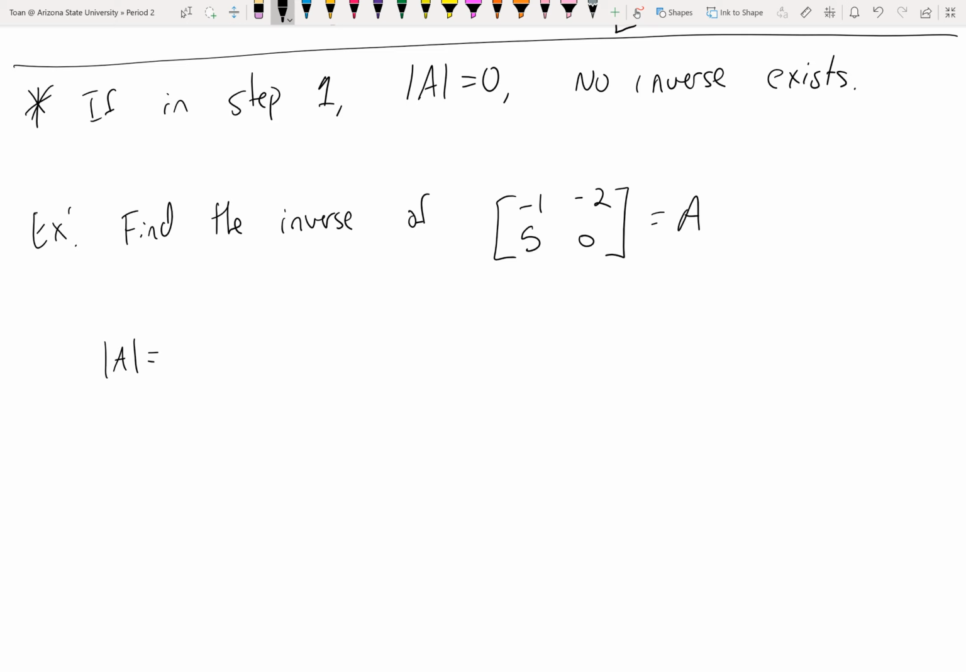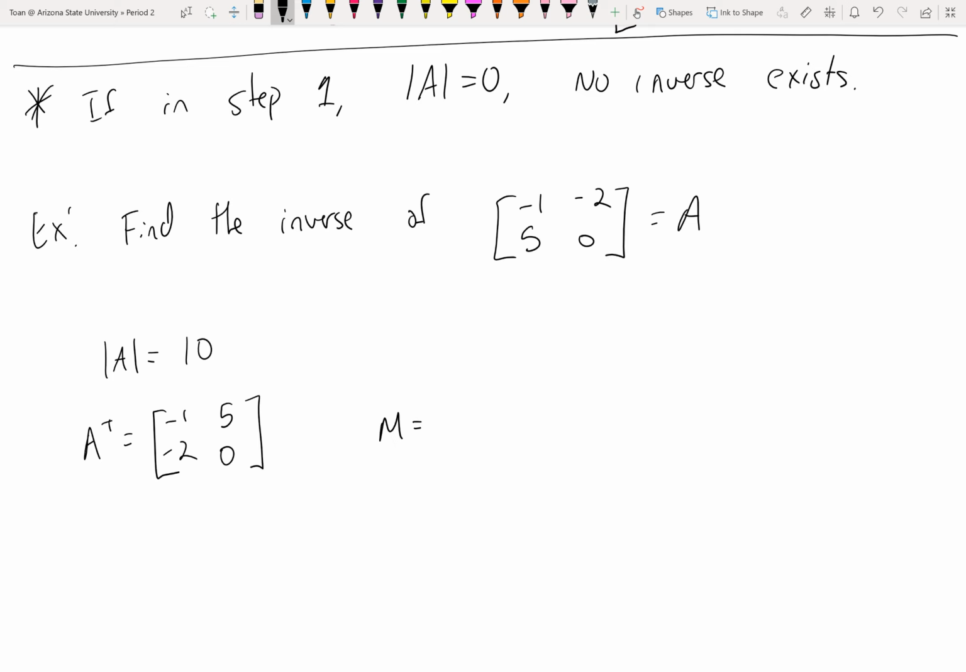Since it's just a 2x2, it's just crisscross subtract. That's easy. So that's going to be 0 minus -10, which is a positive 10. Step 2, find my transpose matrix. My transpose is take all the rows and flip them into columns. So that's going to be -1, -2 going down, 5 and 0 going down. Are we okay with that?